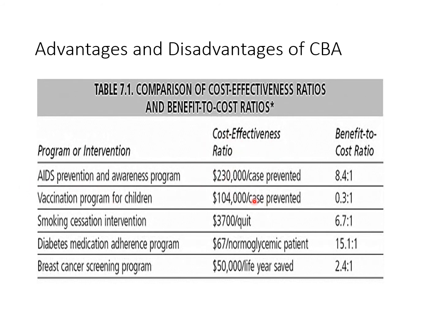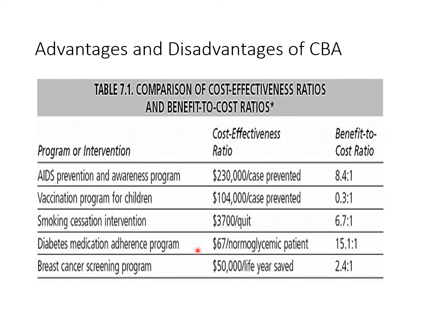So for AIDS prevention, and this is the average cost effectiveness ratio, we have 230,000 per case prevented. Now we have different outcomes. This is AIDS case prevented. Now in the vaccination for children we have 104,000 for each case prevented by the vaccination, also a different outcome. Now for smoking cessation we have 3,700 per quit smoking.